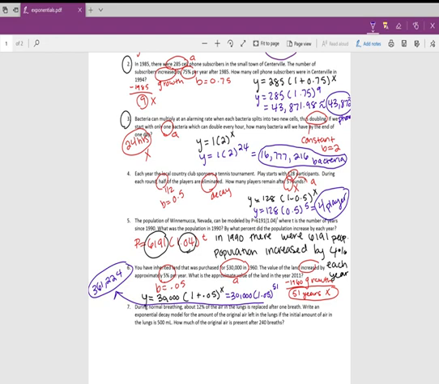Okay, this is what you should have got. During normal breathing, about 12% of the air in the lungs is replaced after one breath. Write an exponential decay model for the amount of the original air left in the lungs if the initial amount of air in the lungs is 500 milliliters. How much of the original air is present after 240 breaths? So in this problem, it kind of already tells you that it's a decay because it says write an exponential decay model. That means write a decay equation.